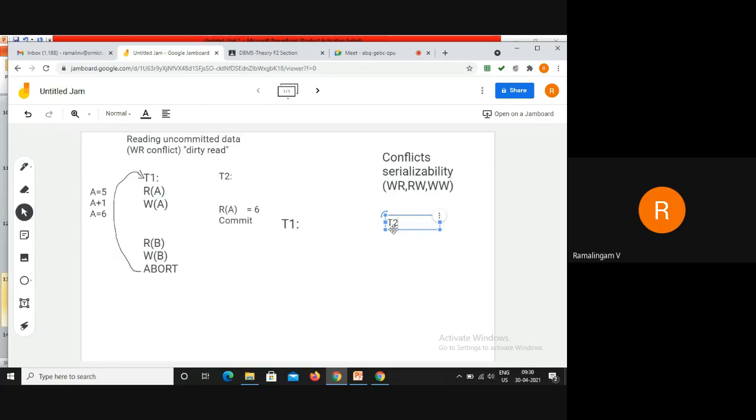This is T2. This one is the T1 transaction, and this one is the T2 transaction. Now we are going to discuss read-write conflict. Read-write conflict is nothing but unrepeatable read.